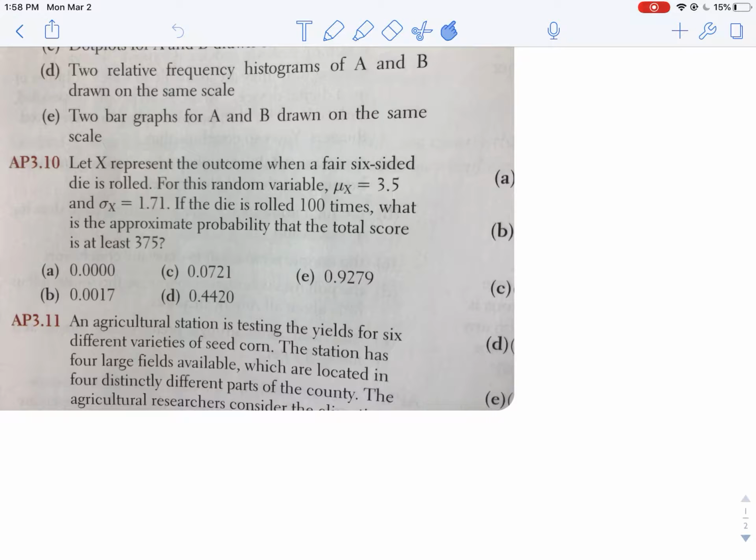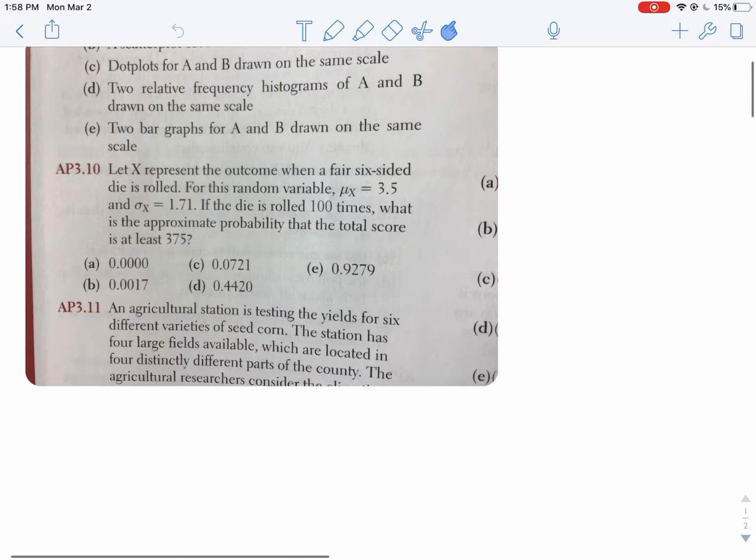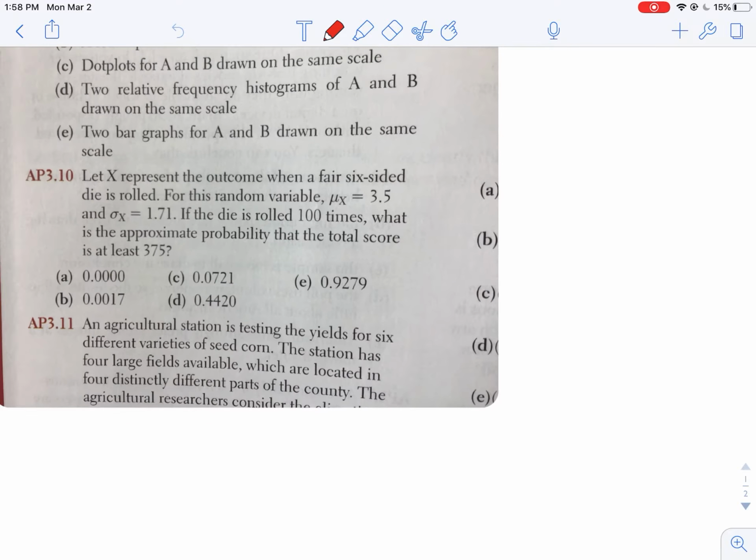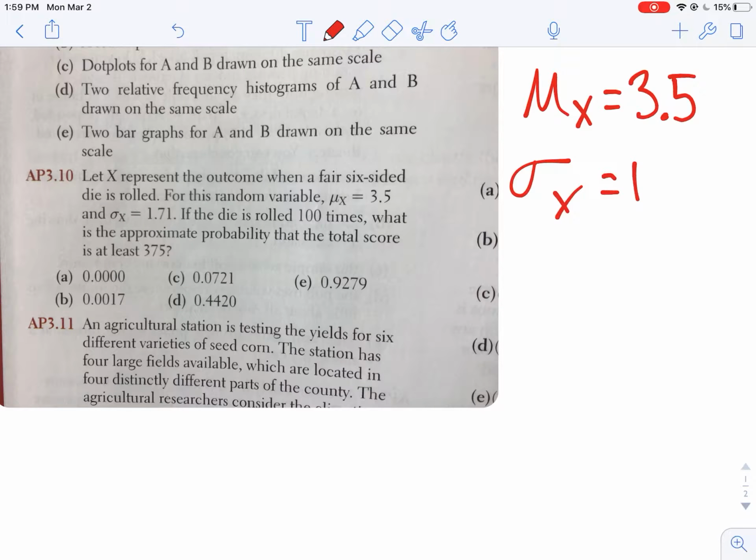I had a question about number 10 on the cumulative practice test at the end of chapter 10. So I want to go through it with you. I did it myself, and this is how I came across my own answer here. So we go into this knowing that the mean of x equals 3.5. I know the standard deviation of x is 1.71, and that represents one dice roll.